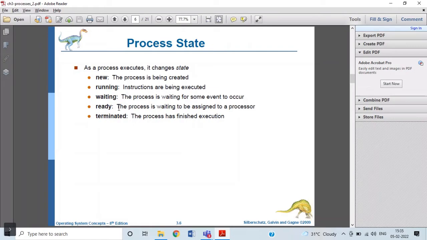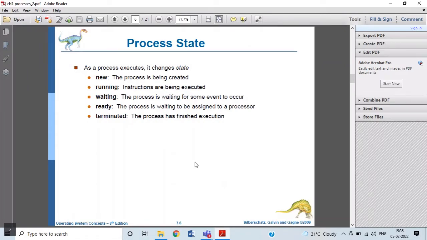So there is a slight difference between waiting and ready. Waiting is nothing but the process is waiting for some event to occur. And ready is, it will wait for the allocation of the processor. And termination, by name itself, we know the process has finished its execution. So these are all the states of a process.